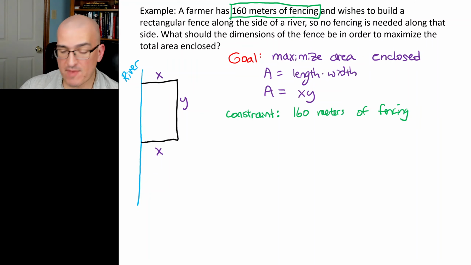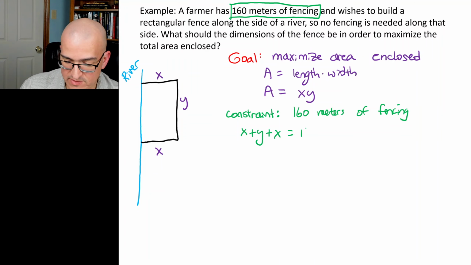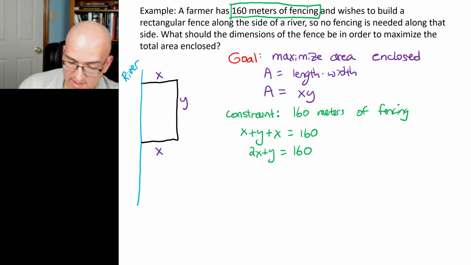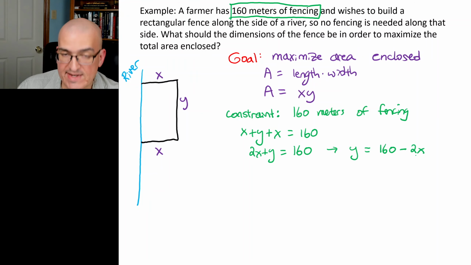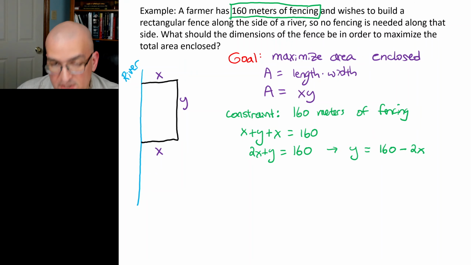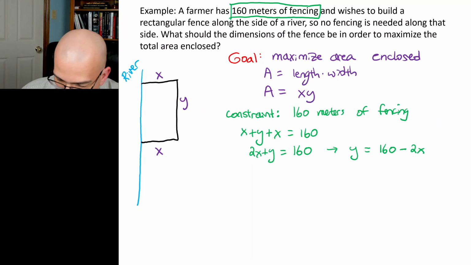If you add up those three sides of the fence, it should add up to 160. So I'll put that in mathematical terms: the first side plus the second side plus the third side must equal 160. I'm going to collect like terms, 2x plus y is equal to 160. And that gives us a relationship between x and y. I'm going to rearrange it to get y by itself, 160 minus 2x. And now we can substitute that in for y inside of our area expression and make it a function of one variable. And now we're done the hard part.